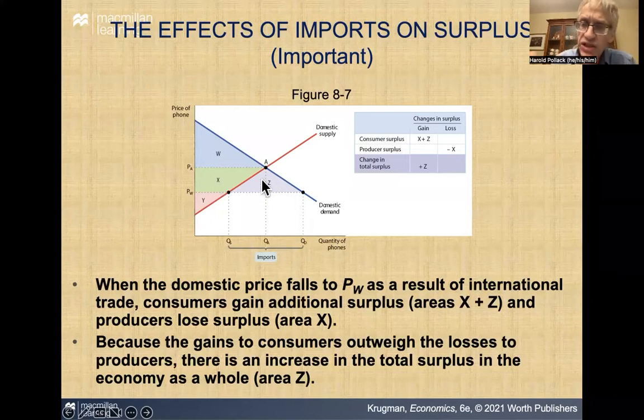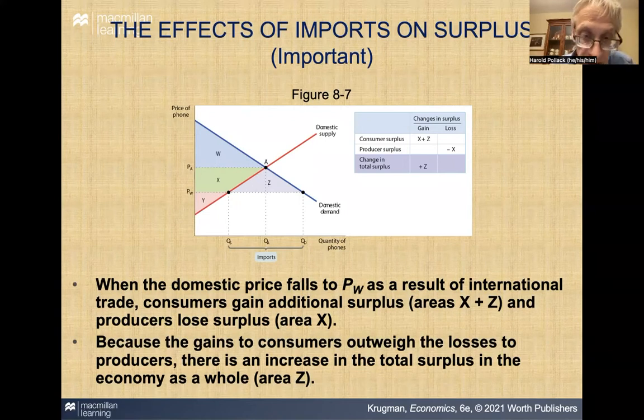But the Z is actually additional surplus that is now available to the society because you can buy a good more cheaply than you could produce it yourself. So there's a bunch of workers here who were essentially misdeployed, or capital, whatever resources were along the supply curve. It's too expensive to produce phones, say in the United States, along this part of the supply curve. Those people should be doing some other jobs, and we just get cheap phones from wherever we're getting them. So Z is really the gain of the society from open trade.